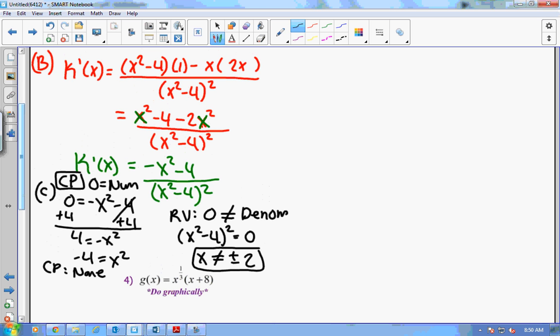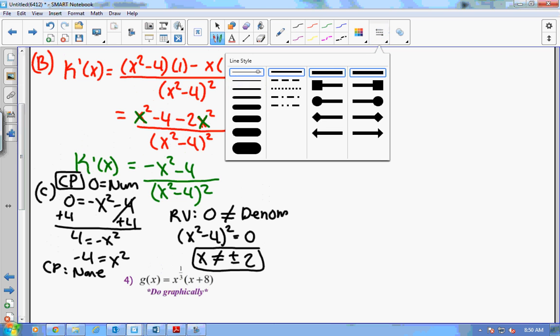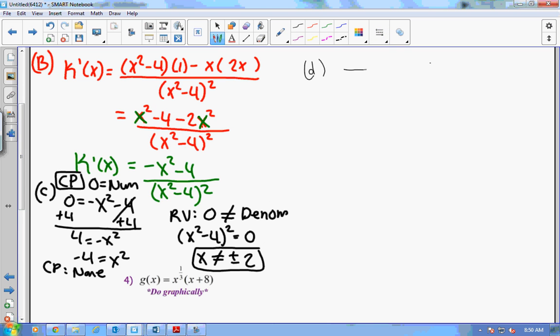Part D is now take this stuff to a number line. We're looking at K prime. You should be labeling this line. What critical points should I put on my line? Negative 2 and positive 2. Now you have to figure out what's happening with the derivative function, if it's increasing or decreasing. Looking at this derivative function, we want to know what's going on at negative infinity, on the left side of negative 2, and positive infinity, on the right side of 2.